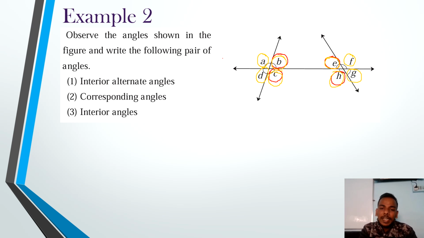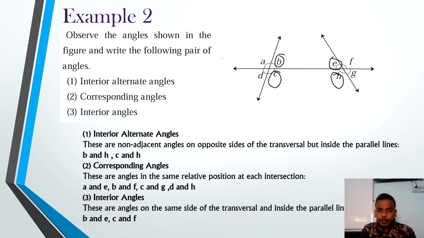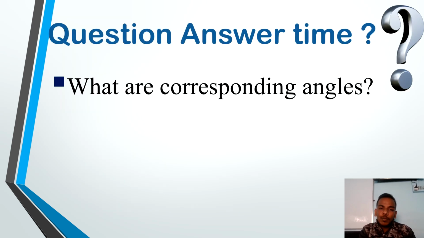And what are your interior angles? B and E are your interior angles, and C and H will be your interior angles. So all these are the interior angles, alternate angles, and corresponding angles. Understood this sum? Okay. Now I have some questions for you.